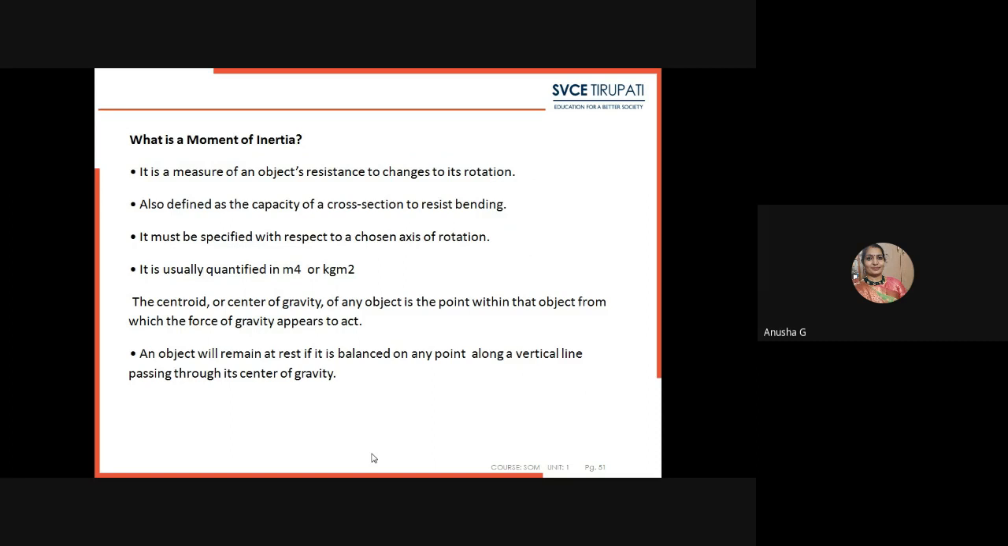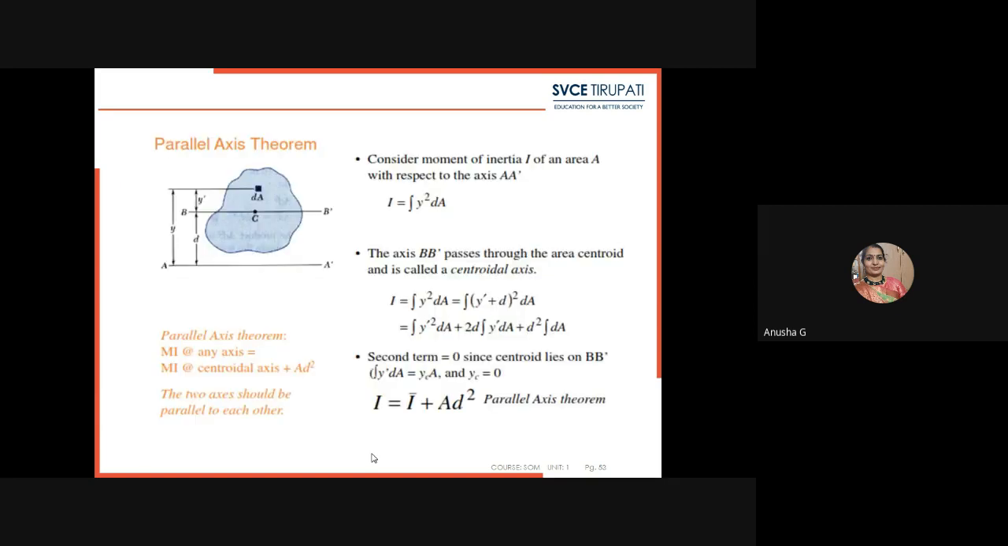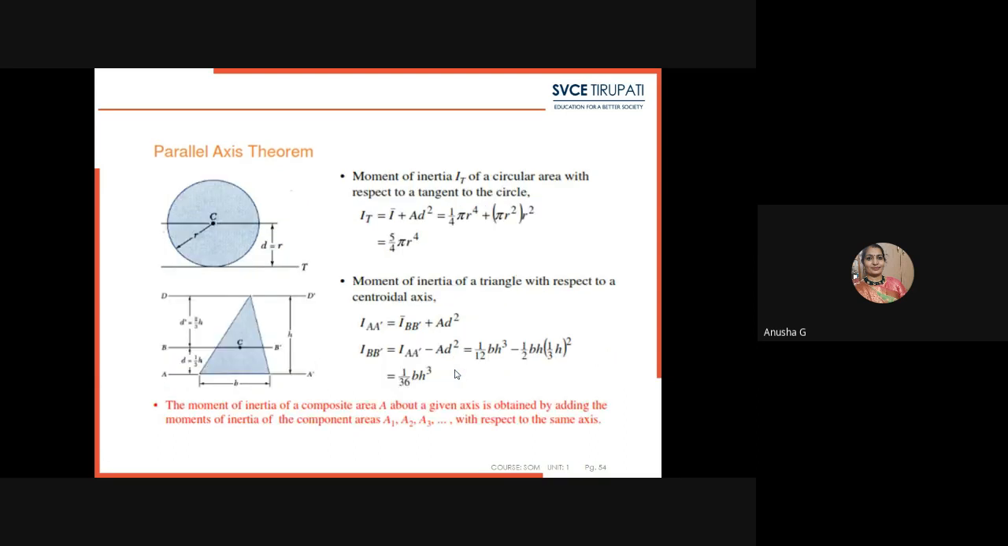The moment of inertia also depends upon the parallel axis theorem and the perpendicular axis theorem. The perpendicular axis theorem gives us Iz, in the z direction. With respect to x and y, Iz equals Ix plus Iy. For the parallel axis theorem, I equals I bar plus A d square, or A h square. These are the formulas, and then the formulas for different shapes based on the parallel axis theorem.